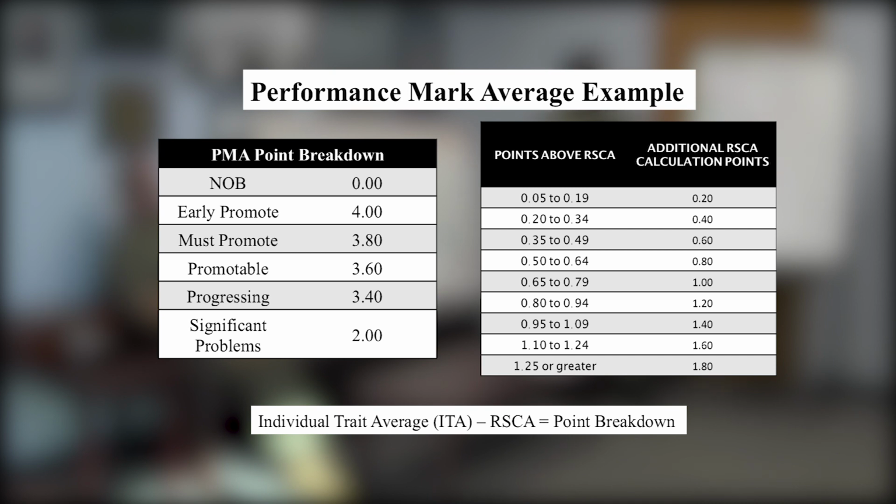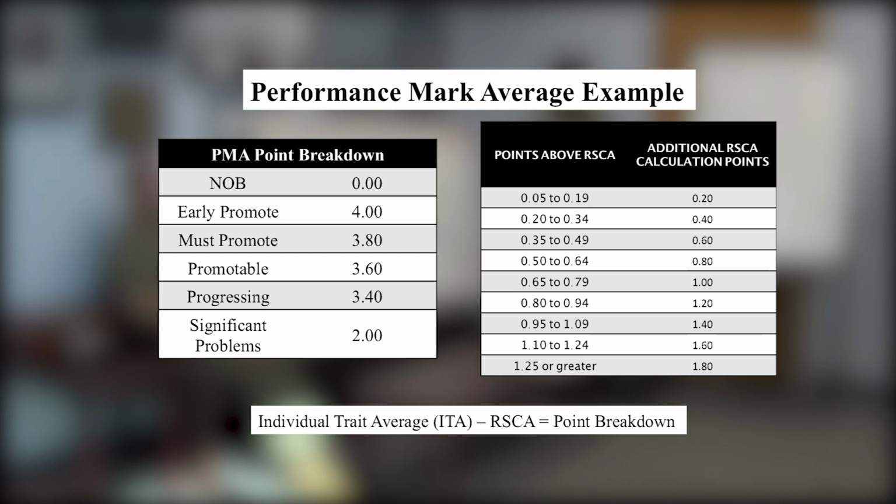So for example, we're going to use the RISCA shown in this example here to figure out the PMA. If your RISCA is 3.95, and this member received an EP eval, and their individual trait average was 4.43, what you're going to do is take your individual trait average and subtract the reporting senior's average from it, and then you're going to get the point breakdown. So when you do the math, it's 4.43 minus 3.95, and that gives you 0.48.